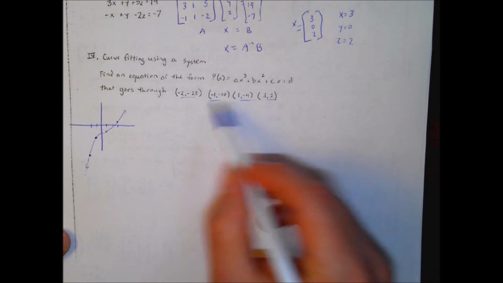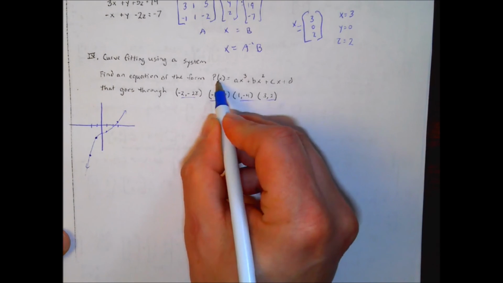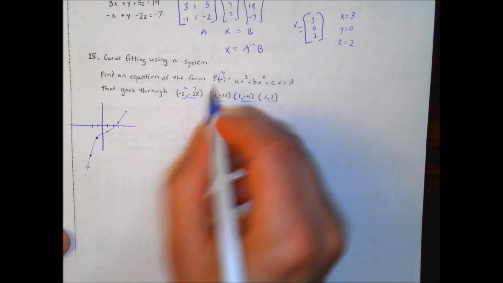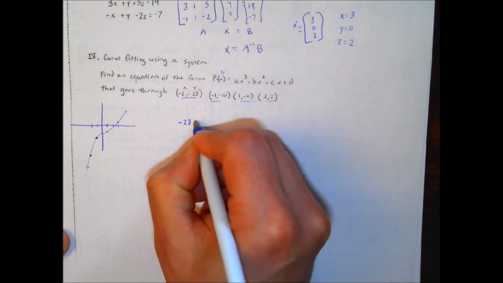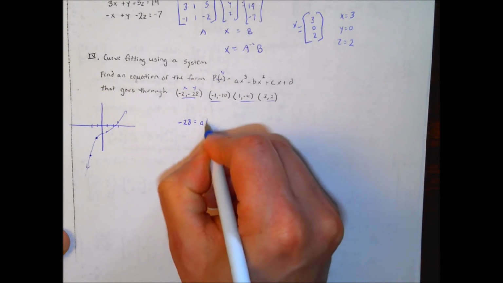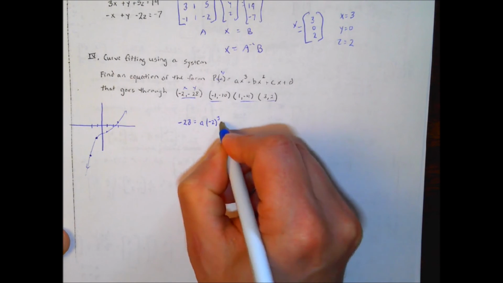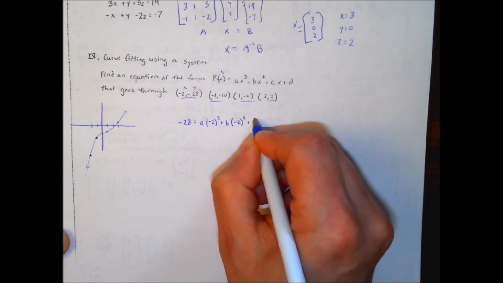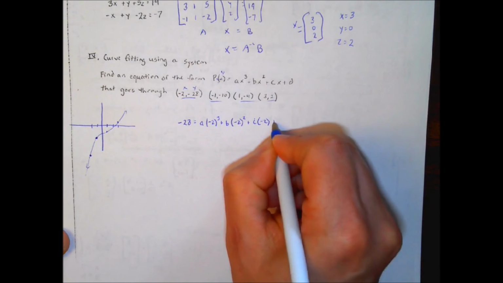So kind of very similar to what we did before when there were 3 points in a parabola. We're going to do the same thing here. So let's take these and plug them in here. So this is like your y, right? X and y. So we have -28 is equal to a times -2 to the third plus b times -2 squared plus c times -2 plus d, right?